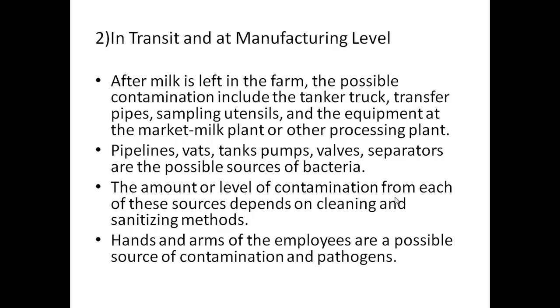Now, in transit and at the manufacturing level. After the milk leaves the farm, possible contamination includes the tank truck, transfer pipes, sampling utensils, and the equipment at the market milk plant and other processing plants. Pipelines, vats, tanks, pumps, valves, and separators are possible sources of bacteria. The level of contamination from each of these sources depends on cleaning and sanitizing methods. Hands and arms of employees are a possible source of contamination and pathogens.